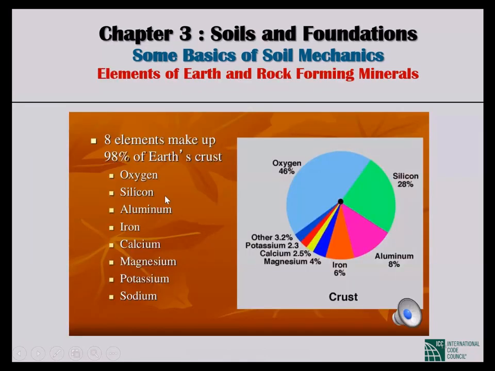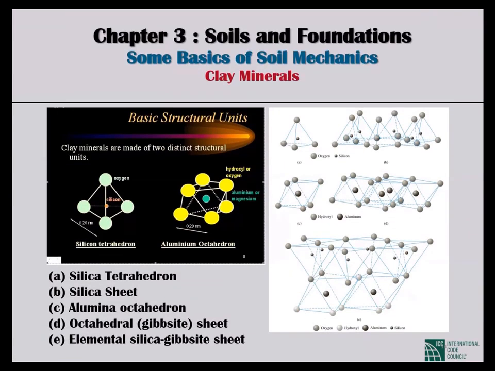So these are the elements over there: oxygen, silicon, aluminium, iron, calcium, magnesium, potassium, and sodium, of which 46% is oxygen and silicon is 28%. So you could easily understand that a vast portion of the soil is formed by these two components. Then we have potassium, calcium, magnesium, iron, and aluminium. These are the basic things. I think everybody knows this.